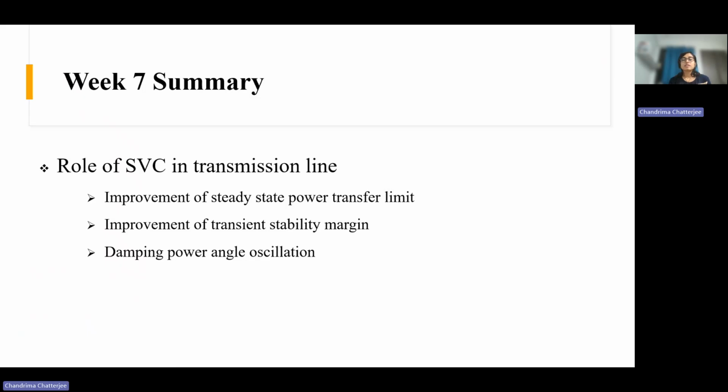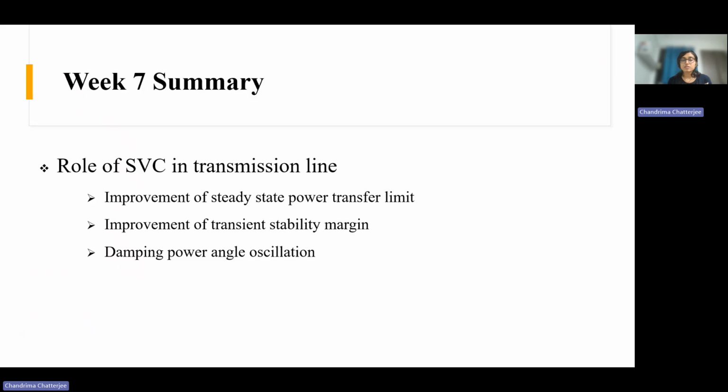We also discussed some of the challenges we face in switched capacitor compensation. Because for switched capacitor compensation, transients are generated, and we need to mitigate them. We also discussed some of the methods by which we can mitigate those transients. These were the things discussed in the last class.